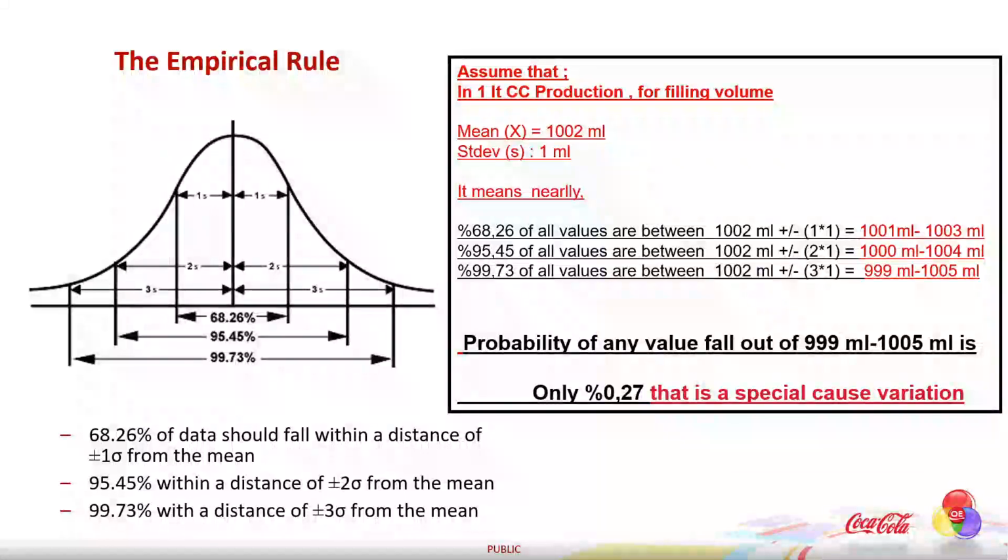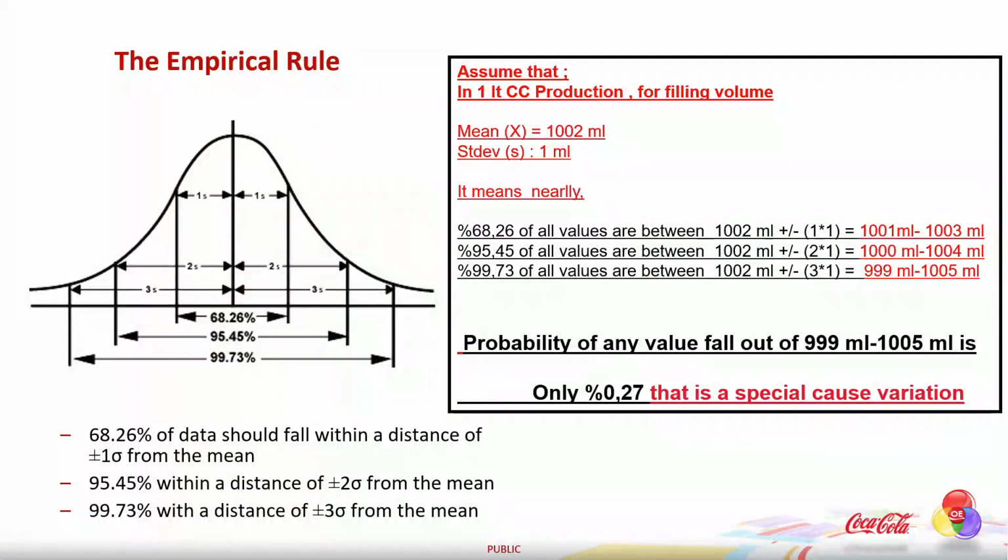Let's assume an example. We have 1 liter production with filling volumes. The mean is 1002 ml and the standard deviation is 1 ml. It means that nearly 68.26% of all values will be between 1001 and 1003 ml. So what we have done is added 1 ml on the right side and subtracted 1 ml on the left side. So the range becomes 1001 to 1003 ml.